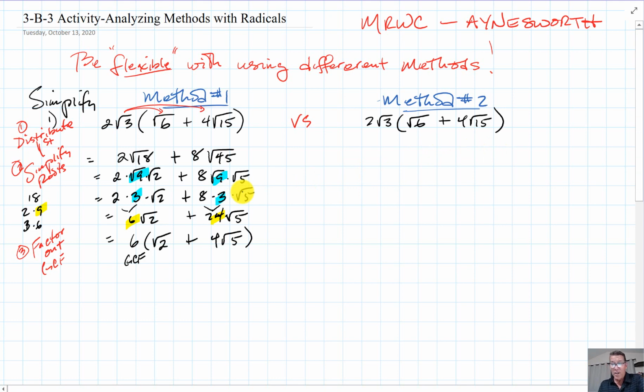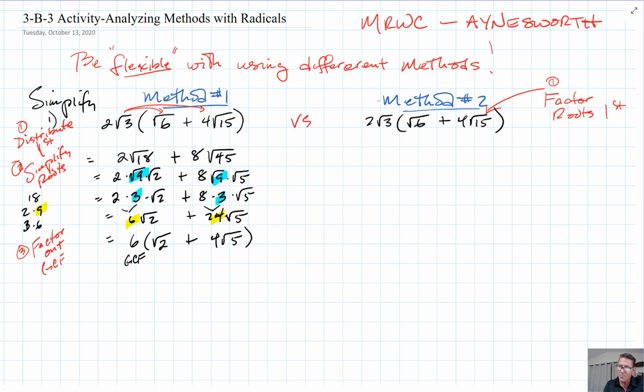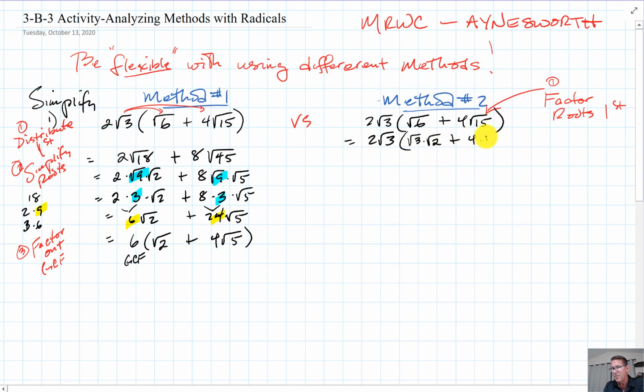The other way to do it is totally different. You can factor the roots first. Notice that I didn't say distribute first. I said factor the roots first. So step 1 over here, a totally different way to handle this, which is kind of cool, is to factor first. I'm going to leave 2 rad 3 as it is. I'm not going to distribute. No distributing. The factors of 6 are 2 and 3, or 3 and 2. The order doesn't matter there. The factors of 15 are 3 and 5.